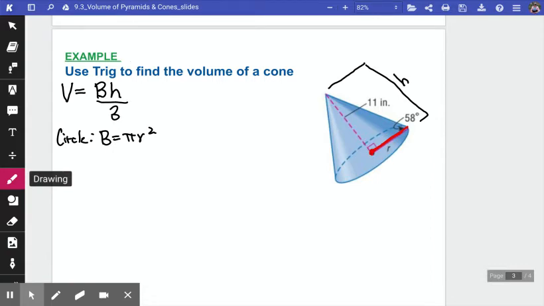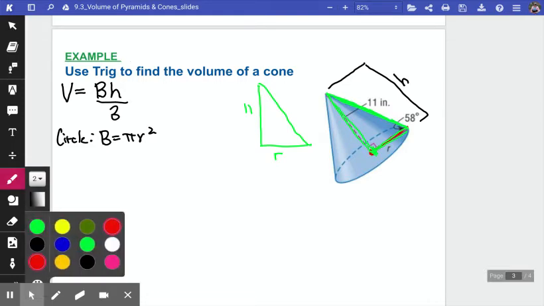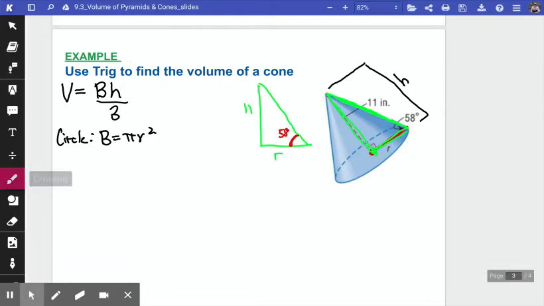So if you can see here, we have a right triangle. And that right triangle is the height, the radius, and then this slant distance. So I'm going to pull that out just so it's easier for us to see. We have 11. We have r, which is what we want to find. And then we are given that this angle right here is 58 degrees.